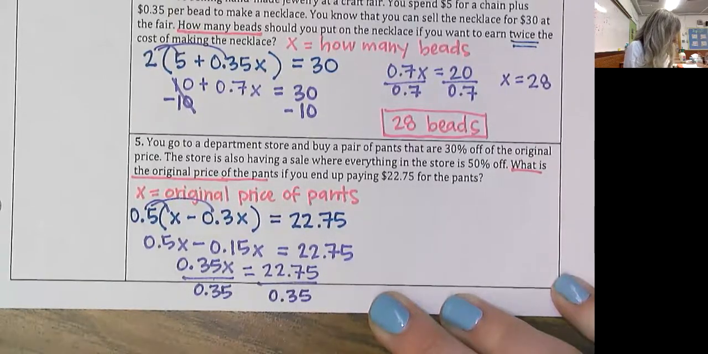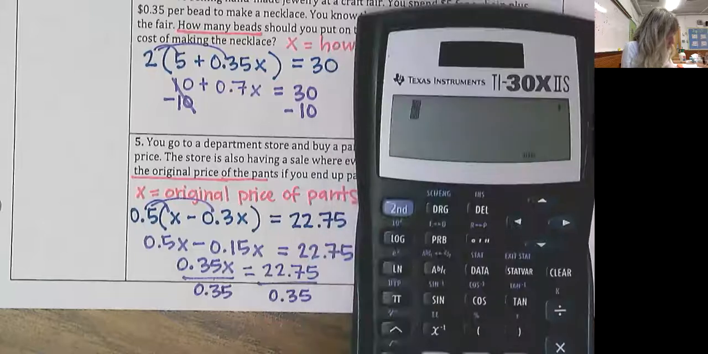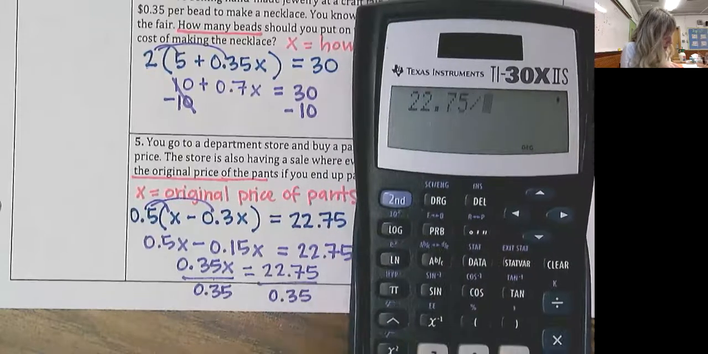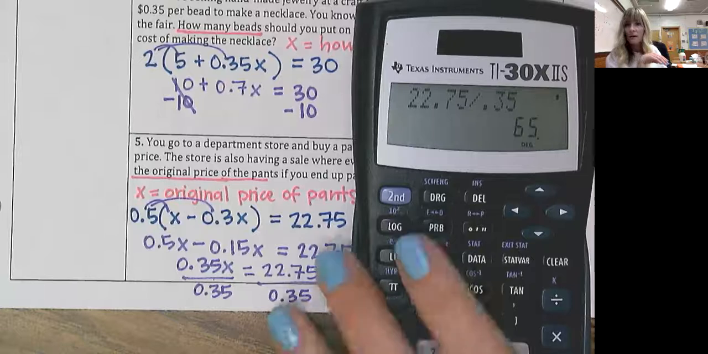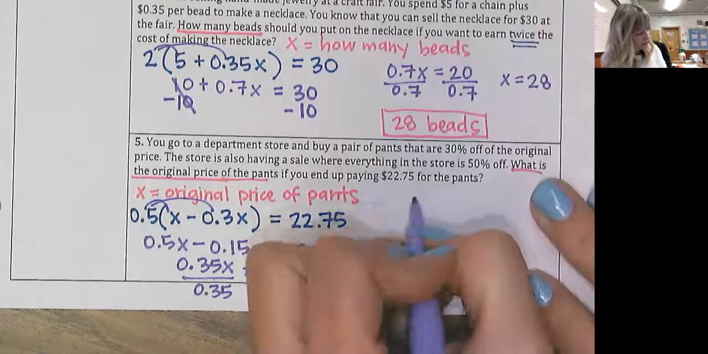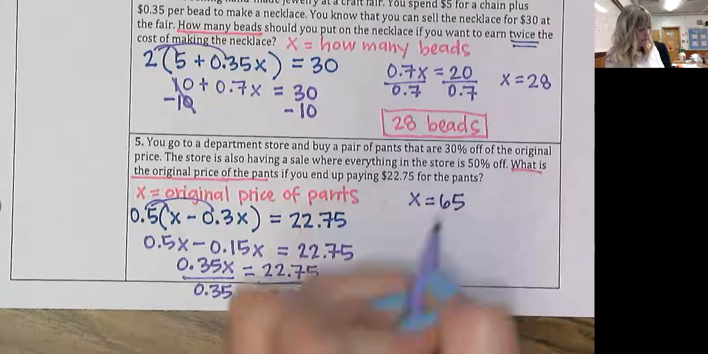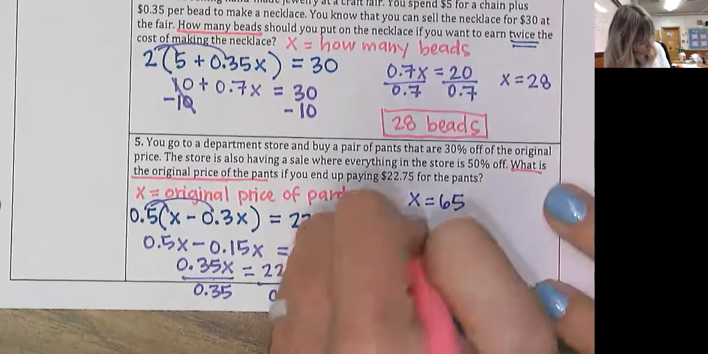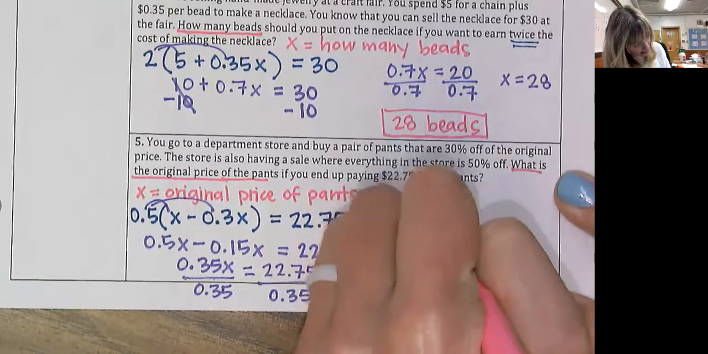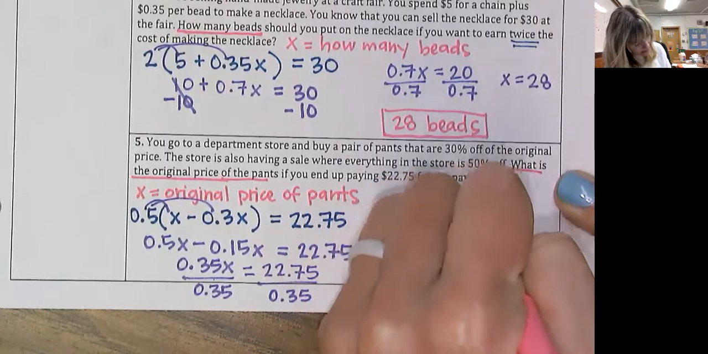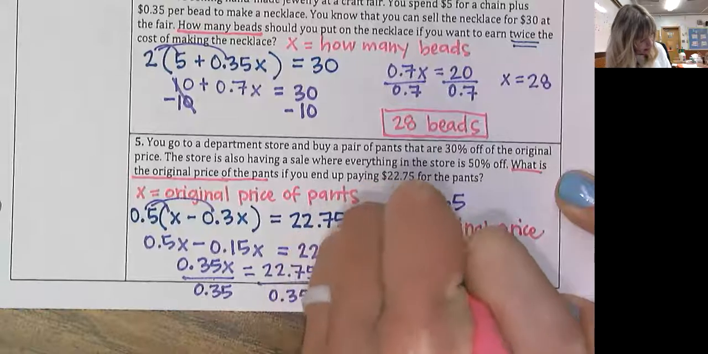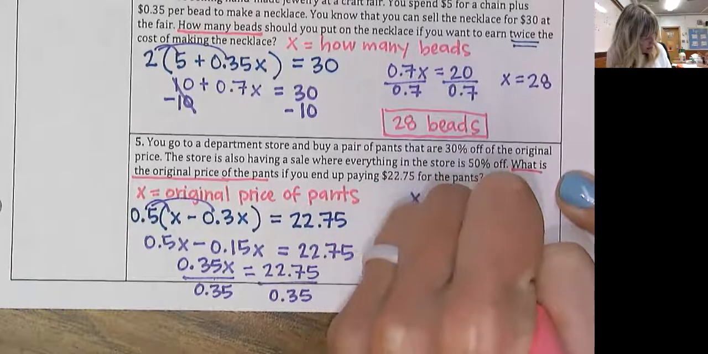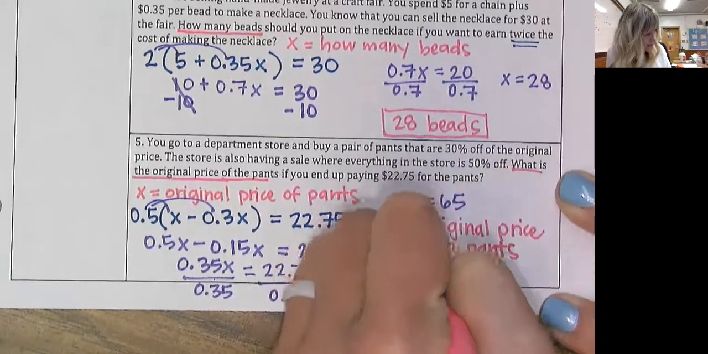And I'm going to type that in my calculator just to make sure. So 22.75 divided by 0.35. Ready? Oh. x equals 65, which means the original price of the pants was $65.